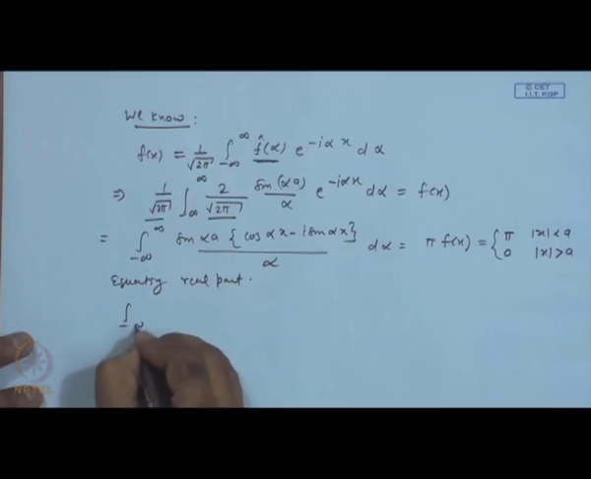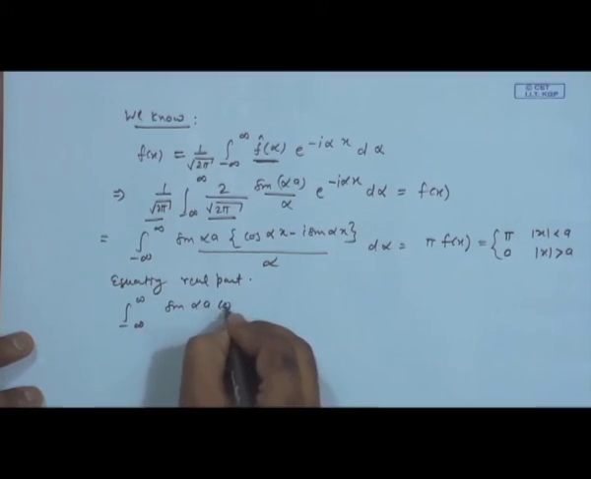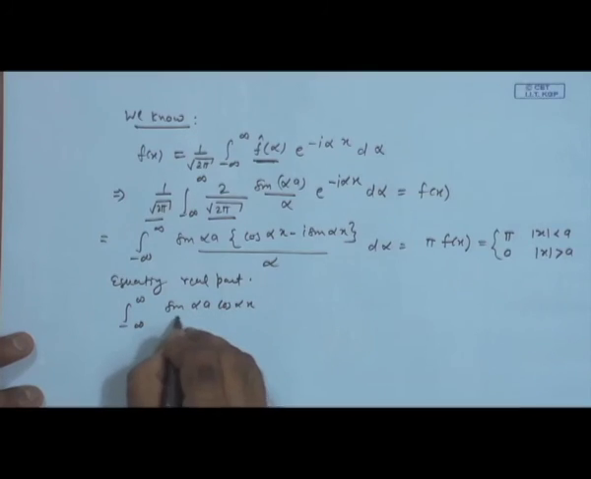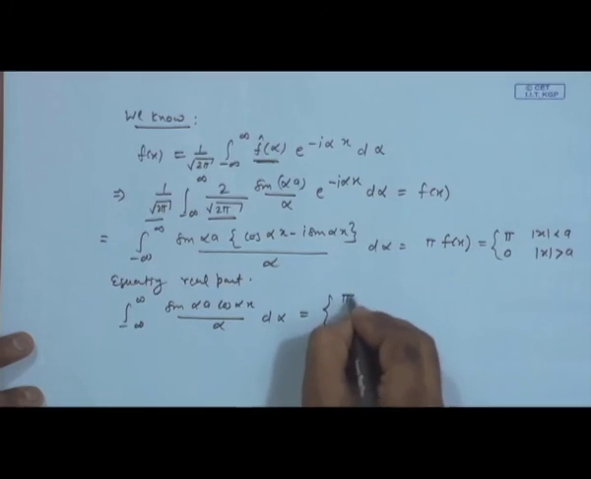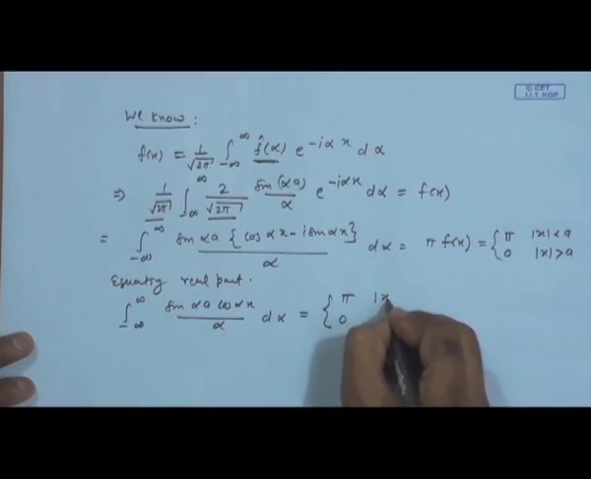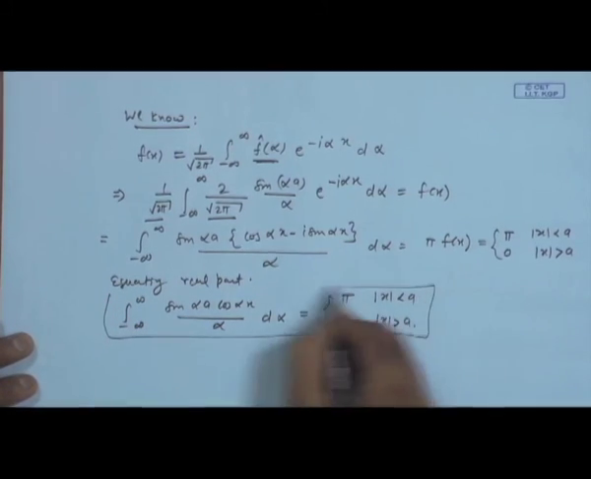so we get minus infinity to plus infinity and sine alpha a cos alpha x over alpha d alpha, and the value of this integral is pi if x is less than a and 0 if x is greater than a. So that was the one part of the question.